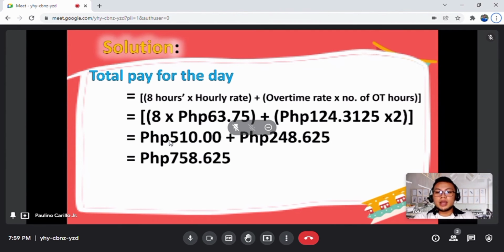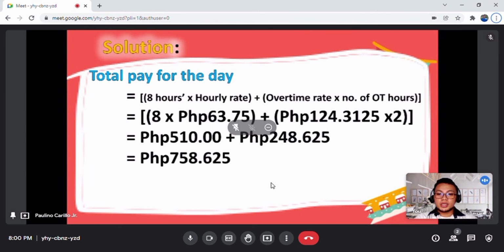Again, using our calculator, we'll get 510 pesos plus 248 pesos and 0.625 centavos. We'll get 758 pesos and 0.625 centavo. This number is Myrna's total pay during her rest day, which falls on special holidays.